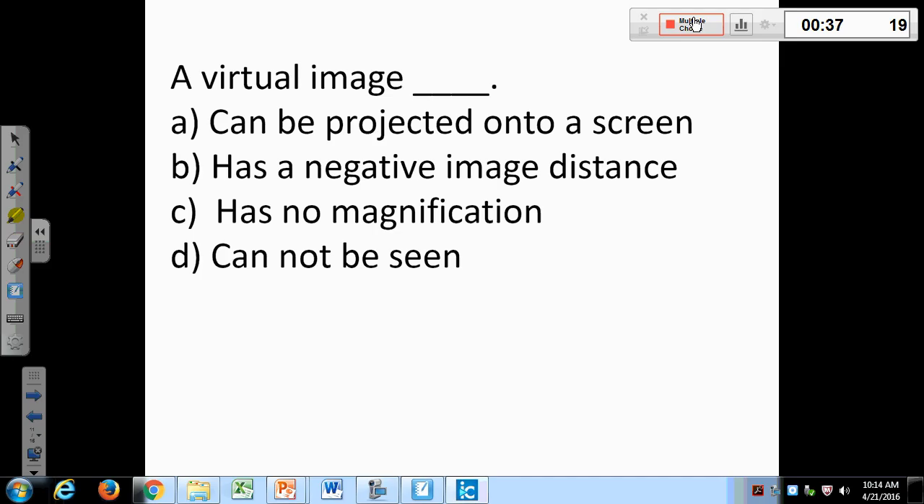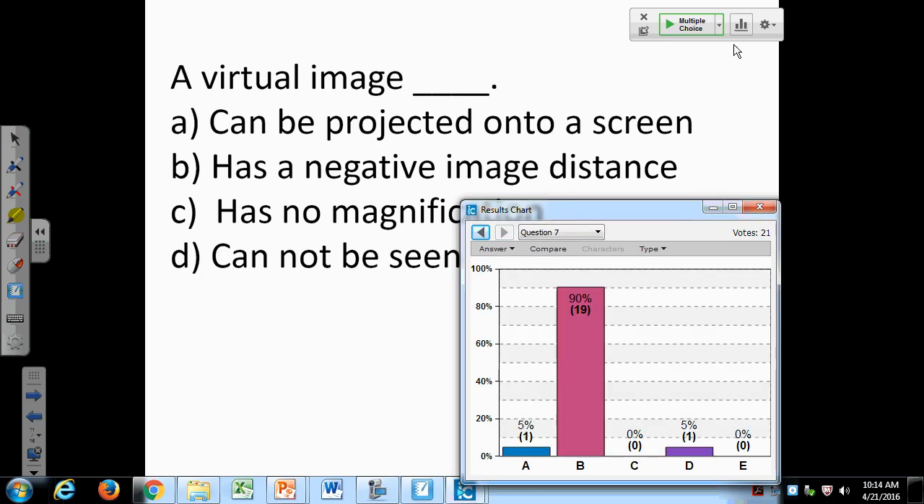All right, we'll stop at 45. Okay, good. B is right.